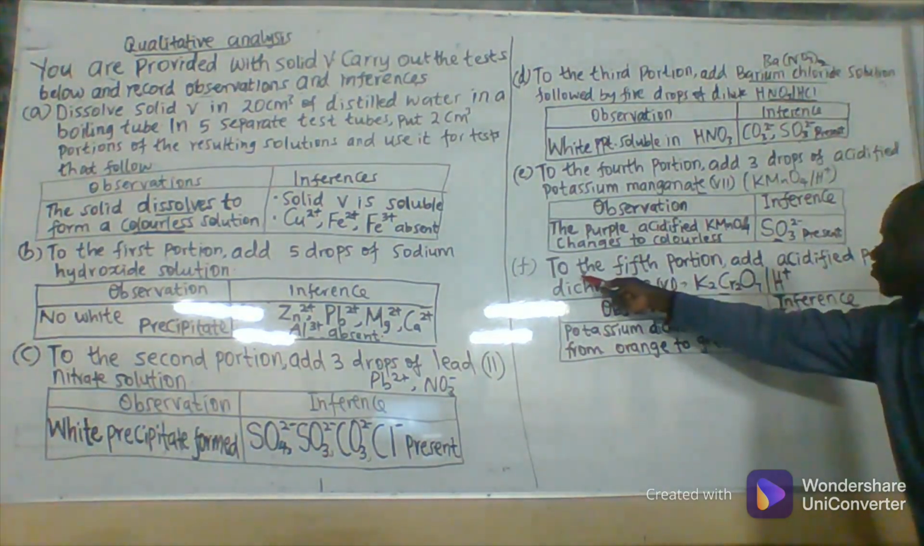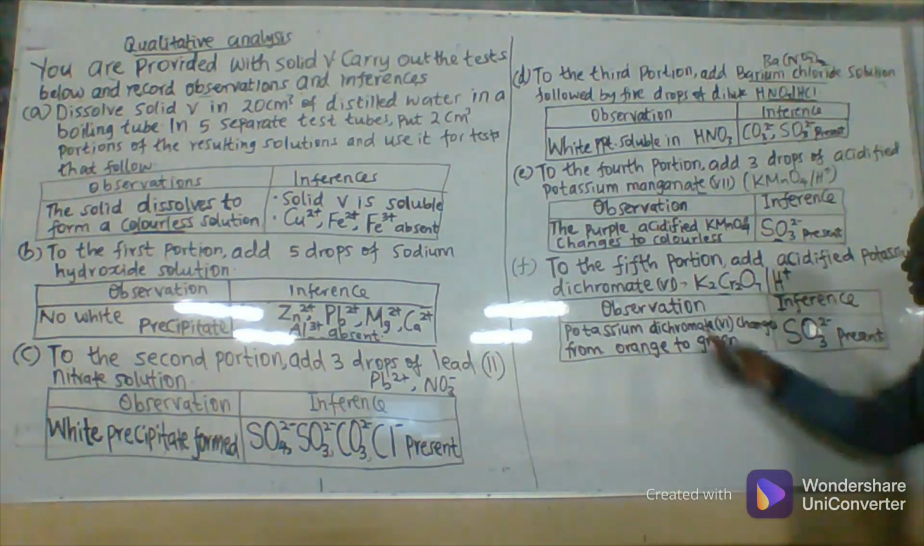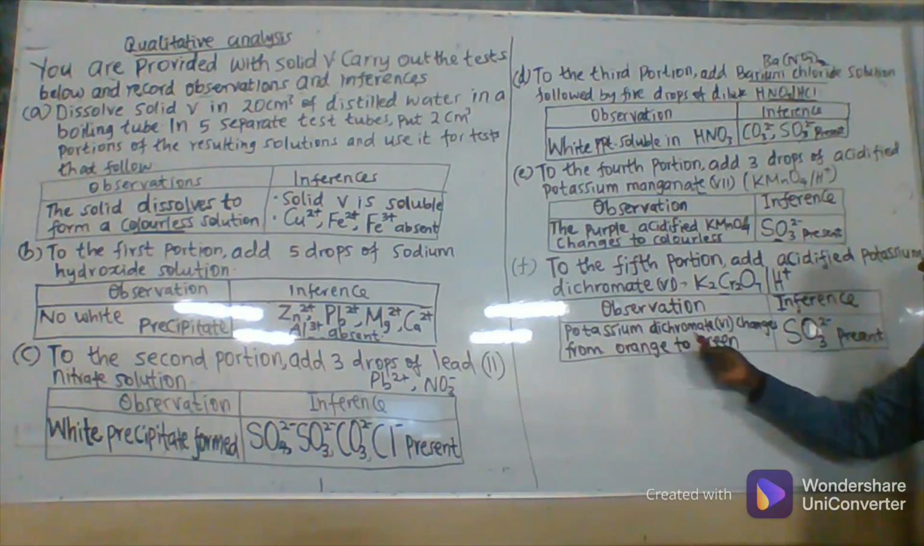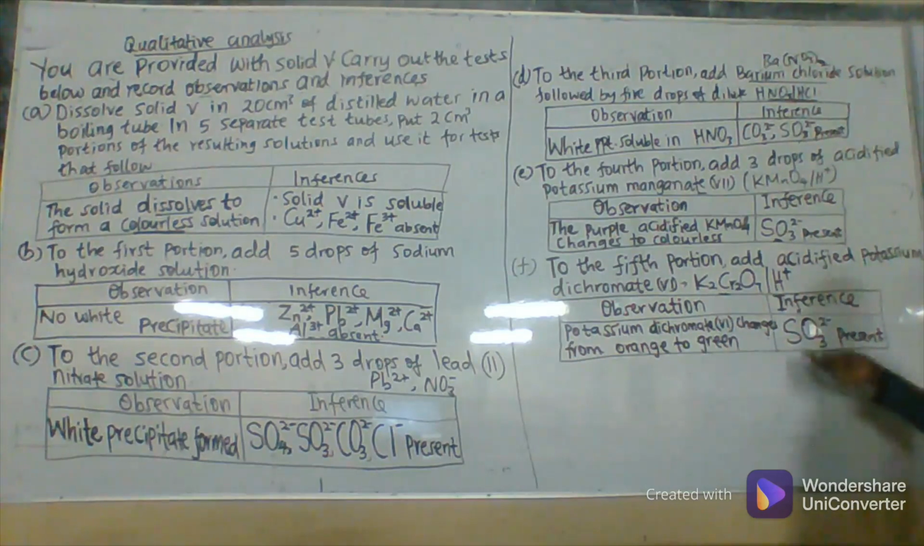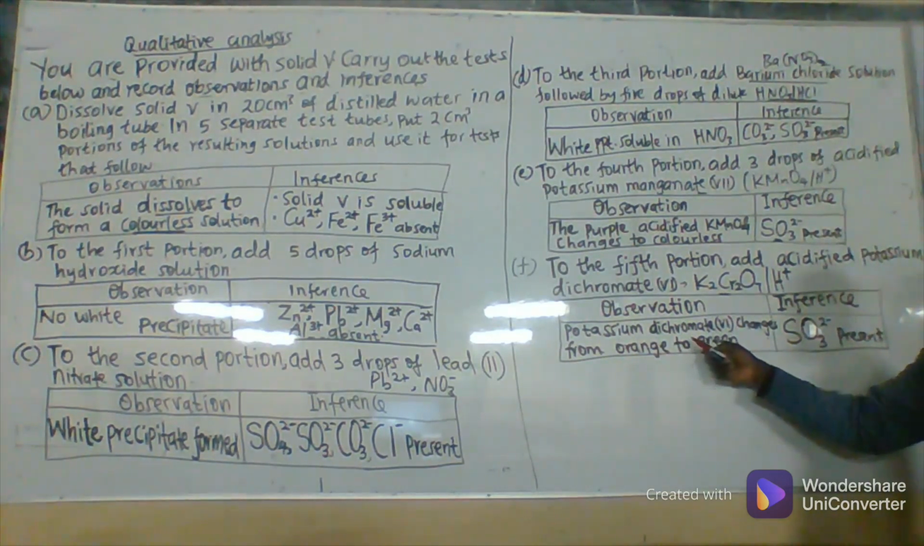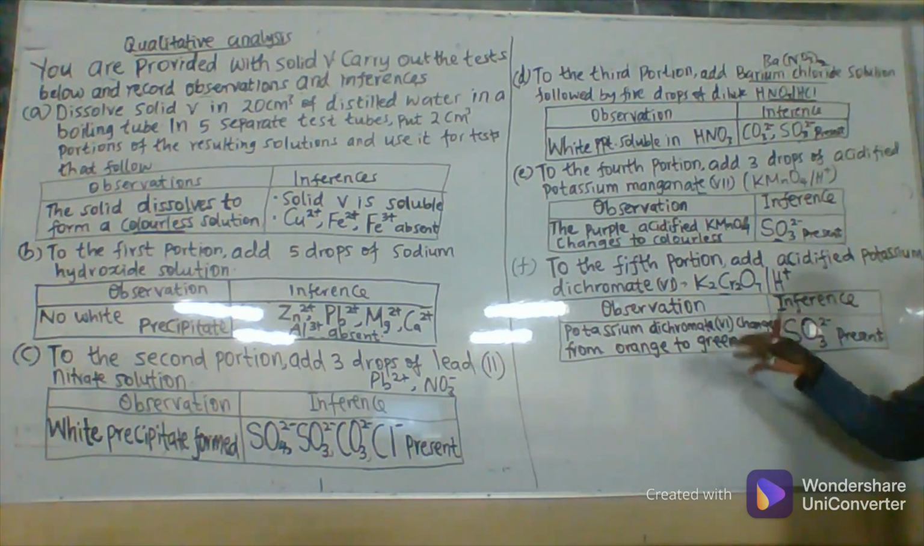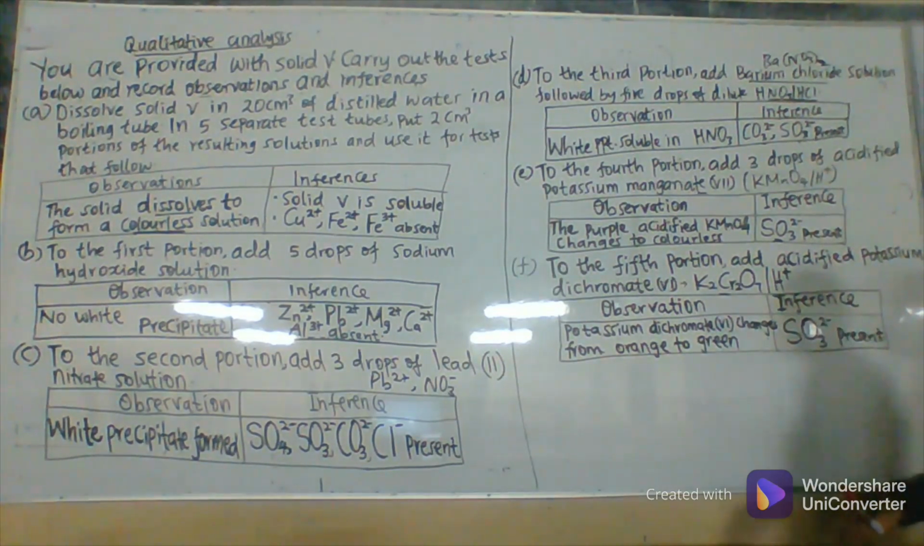Now, the learners were told, in the fifth portion, to add acidified potassium dichromate(VI), and when they did that, the observation was that potassium dichromate(VI) changes from orange to green, implying that sulphite is present. However, if the orange color of acidified potassium dichromate(VI) had persisted, what the learner should have written as the inference is that carbonate ions are present. So from this series of events, we have been taken through steps until we have identified that the solution prepared by dissolving solid V in water contained sulphite ions.